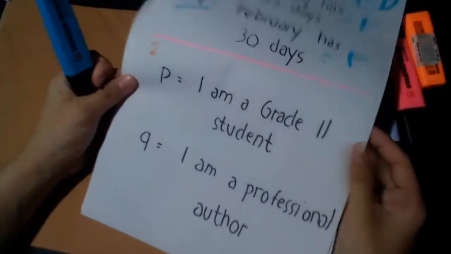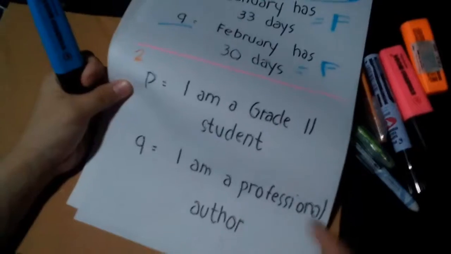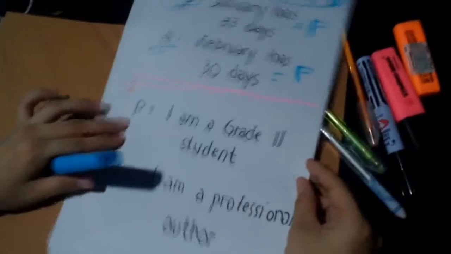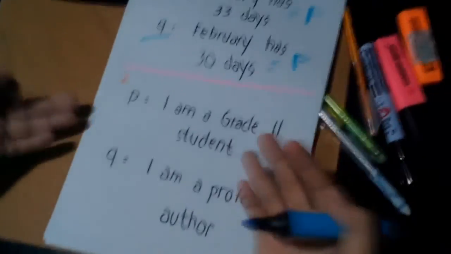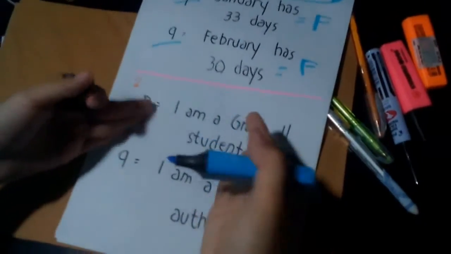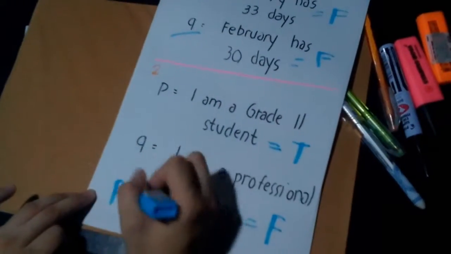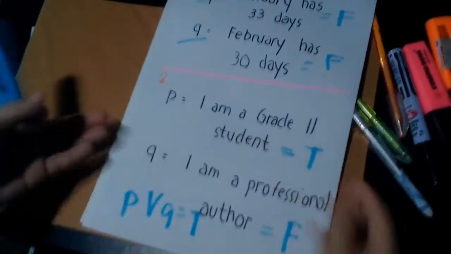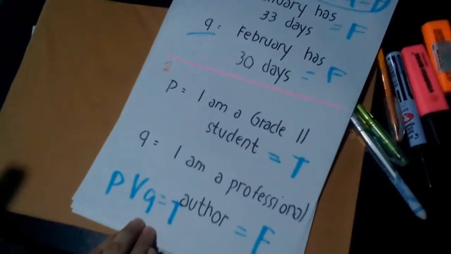So our next example. Let P be "I am a grade 11 student" and Q be "I am a professional author." So P is considered true, since I consider myself an example here. So this P is true, while our Q is not true, so it will be false. So our P or Q is also true, since in the condition, if either one of them is true, it is considered true.